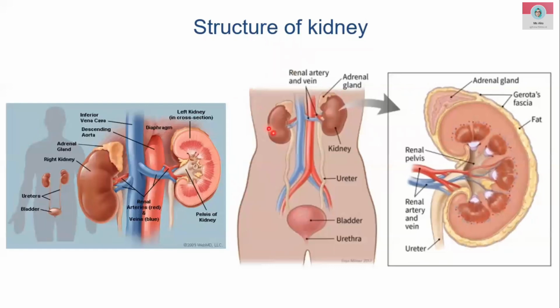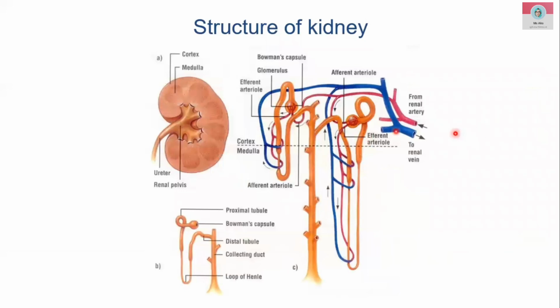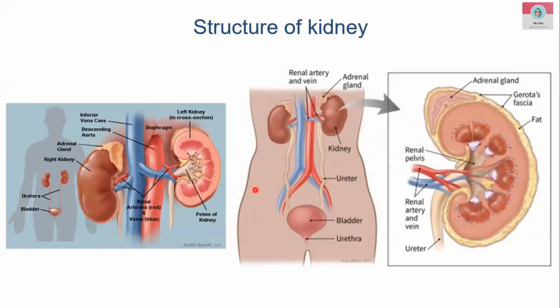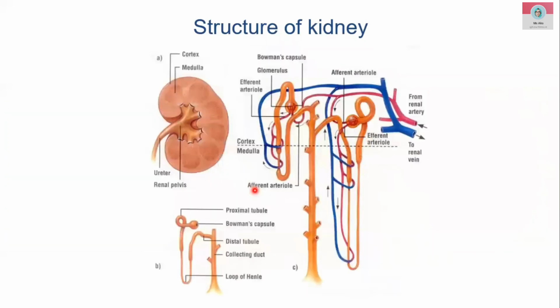This is your kidney. Hopefully you do know that we have two kidneys. They are located at the back. If we actually cut through the kidney, what do we see? What does the kidney consist of?